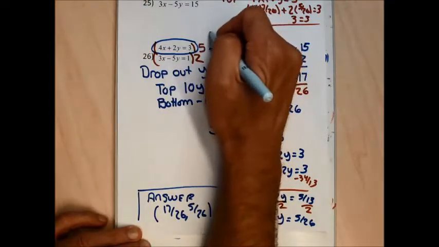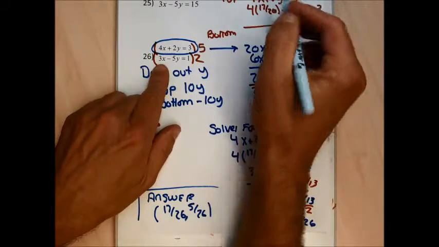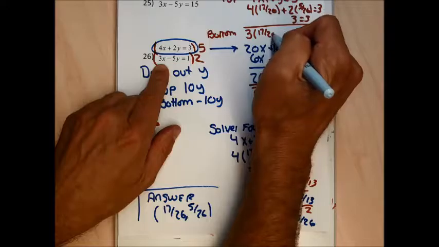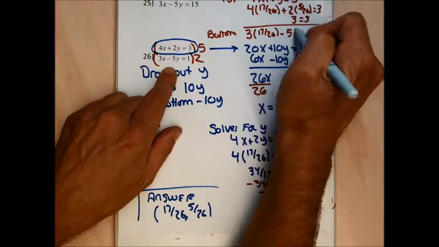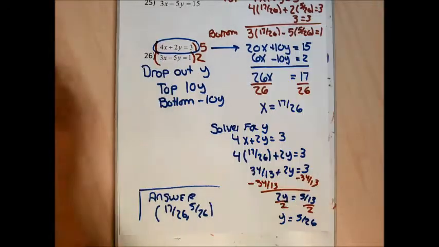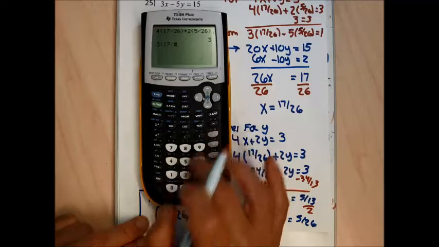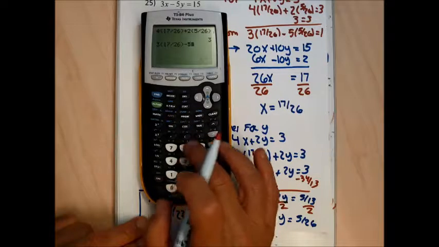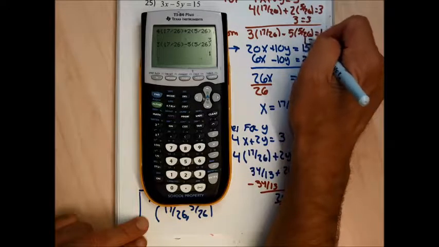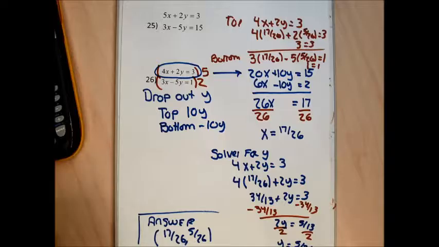I'll move down to the bottom equation. Since I don't have much room, I'll just write it in. I'm going to go 3 times 17 over 26 minus 5 times 5 over 26. That better equal 1. So all calculator work again. 3 parentheses 17 divided by 26 minus 5 parentheses 5 divided by 26. And I get 1. So I know that my answer is correct. Hopefully your 25 doesn't have a fraction answer.